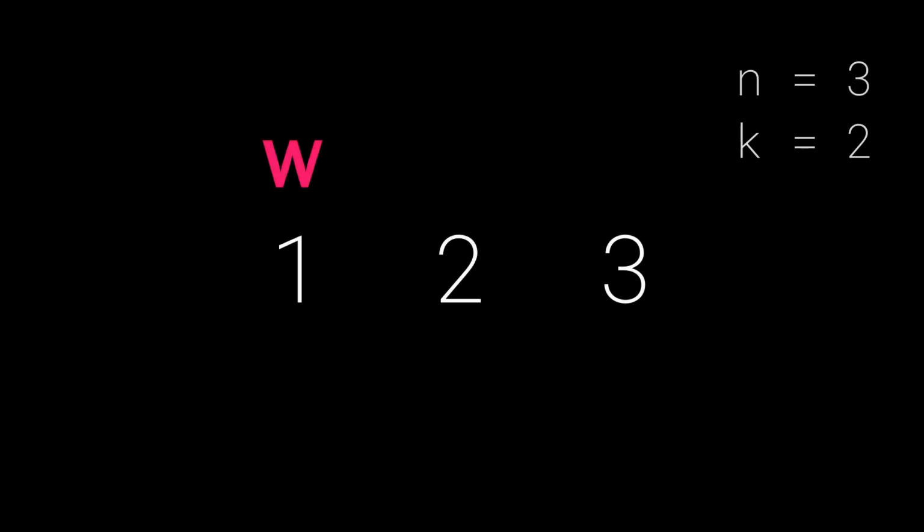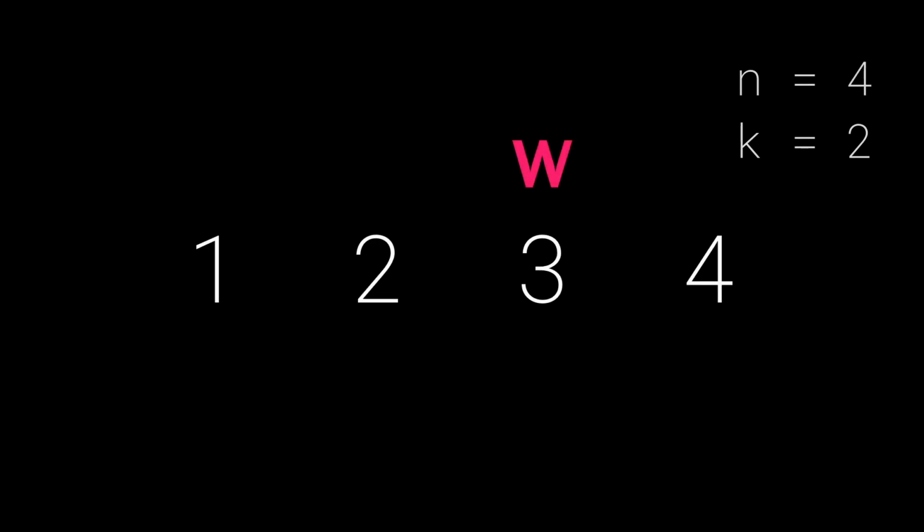Alright, so let's add another person. So we have a 3-person group. 1 was the previous winner, and we count 2 away from it. So 2 and then 3. So 3 is the winner here. Alright, so we add another person. 3 was our previous winner, and then we count to 4, and then we're back at 1 since 4 was the last person. So 1 is the winner for a 4-person group.